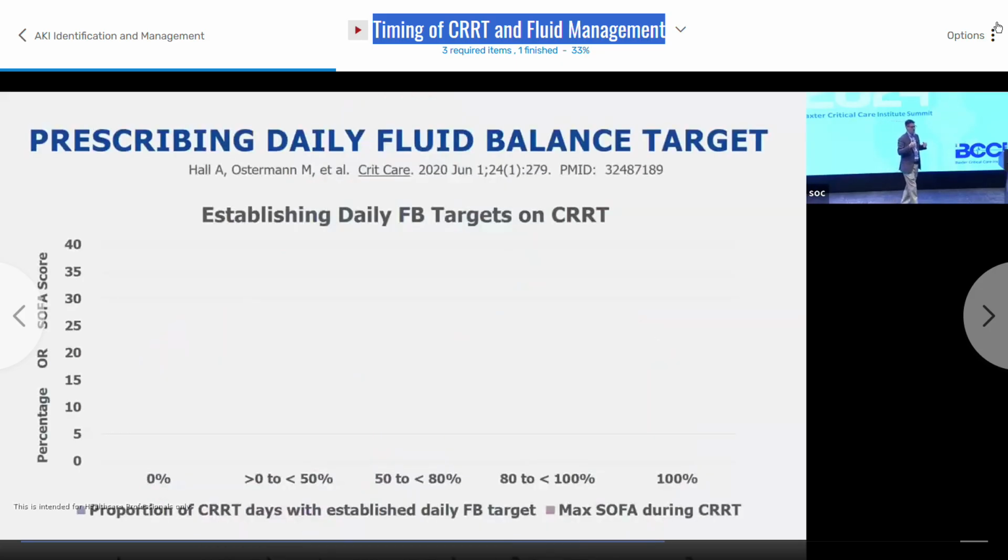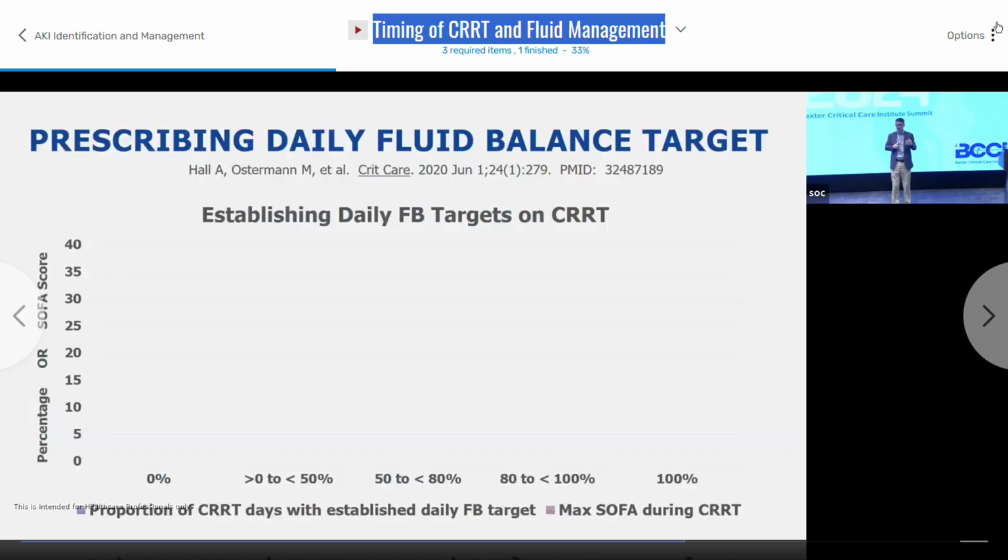Now, I want to turn to this point about daily goals, okay? I highlight this study because they were very vulnerable in this study, and they published information that they should be credited for publishing. Dr. Osterman and the people that wrote this article, they work at a very busy, extremely good CRRT center in the UK in London. They publish a lot of stuff about dialysis. They went back and they looked at what percentage of time, what percentage of days that the people are on CRRT are the teams actually establishing a daily fluid balance goal, okay?